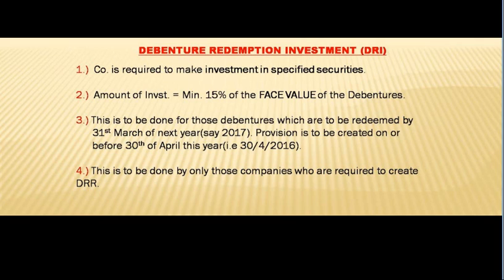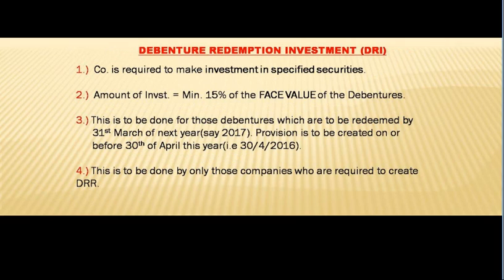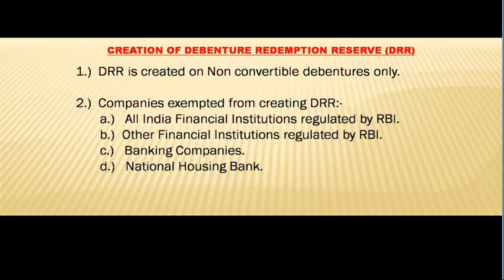Clear? And the last point says this is to be done by only those companies which are required to create DRR. Here, there are 4 types of companies which are exempted from creating DRR. That means these 4, All India Financial Institutions, other financial institutions, banking companies and National Housing Bank, are exempted from creating DRI also. So DRI is to be created by only those companies which are required to create DRR.